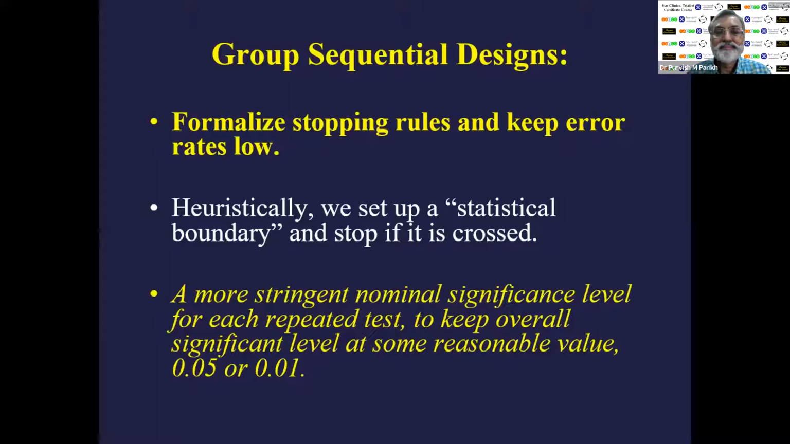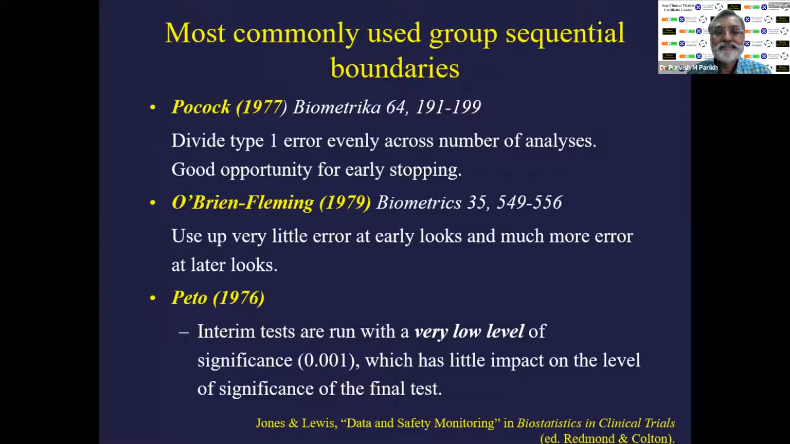And if I was to use an analogy, I have 5 rupees in my pocket. I have only 5 rupees to spend. I can spend it all at once. I can spend it on 2 occasions. I can spend it on 3 occasions. And how much I will spend on each occasion is defined by these group sequential designs.